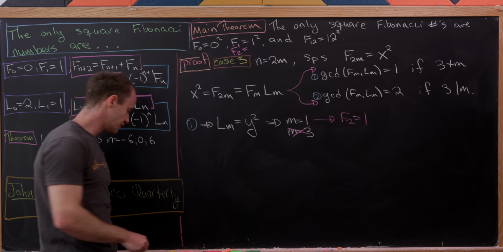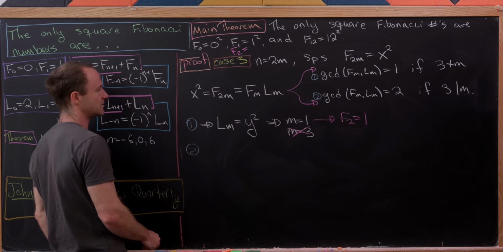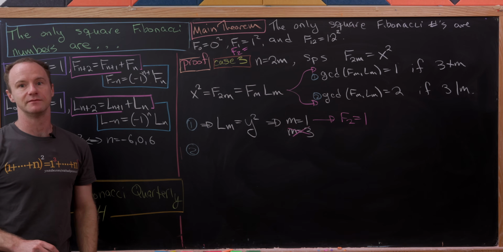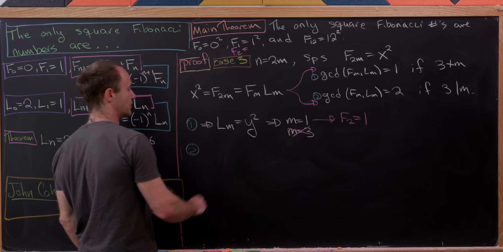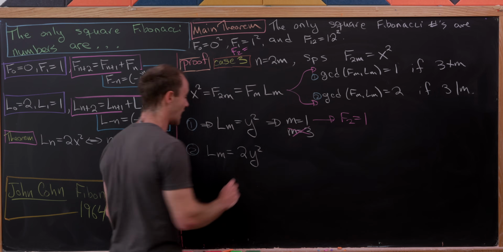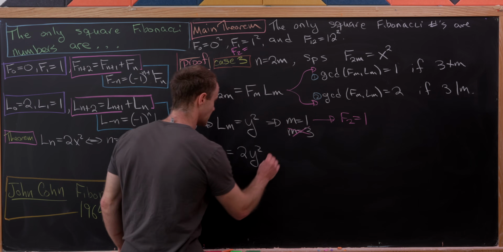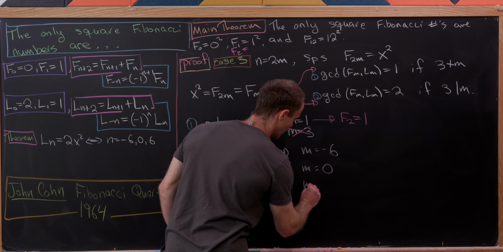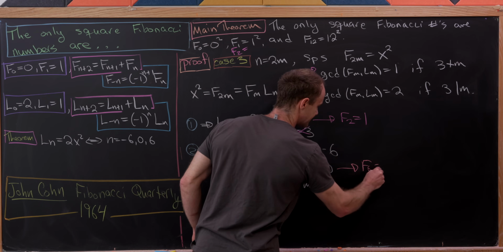Okay, so now let's move on to our second case. And our second case, we'll use this theorem over here. Okay, and that will be the GCD of F sub m and L sub m equals 2. Okay, but that means they're both divisible by 2. Oh, but that means we should be able to write L sub m as 2 times y squared. Oh, but we've got a result for that. It's over here. So that means we have m is equal to -6, m is equal to 0, or m is equal to 6.